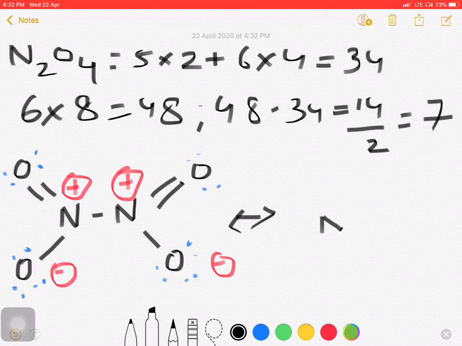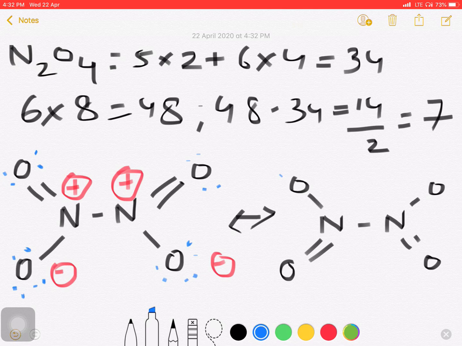Similar way, people, I'll have N single bond N. The double bonds will become single and single will become double. So this becomes a single bond. That becomes a double bond O. And over here also this was single, so this becomes a double bond O. And this becomes a single bond O.